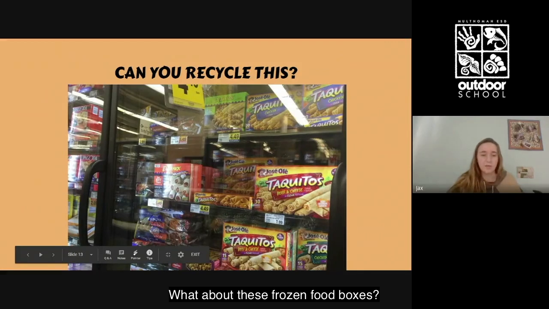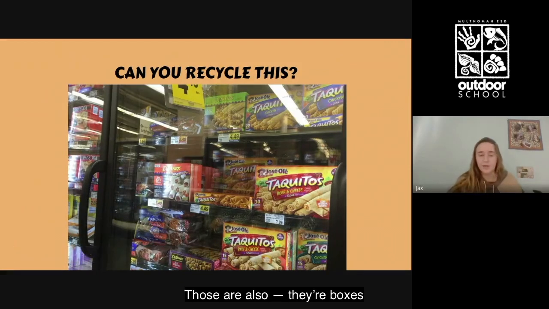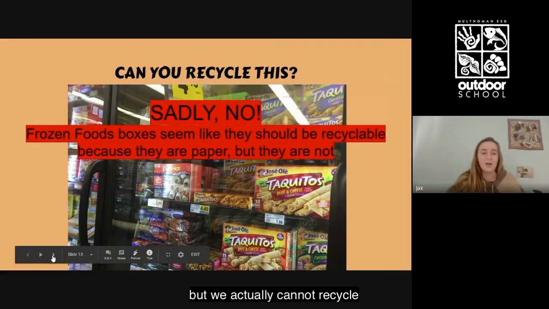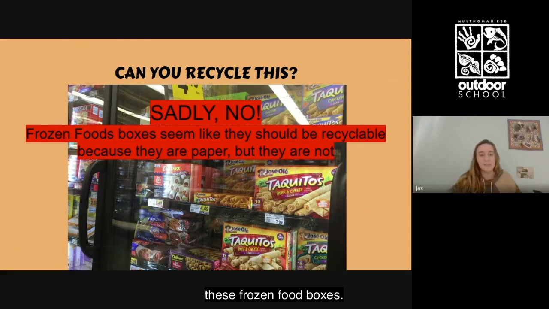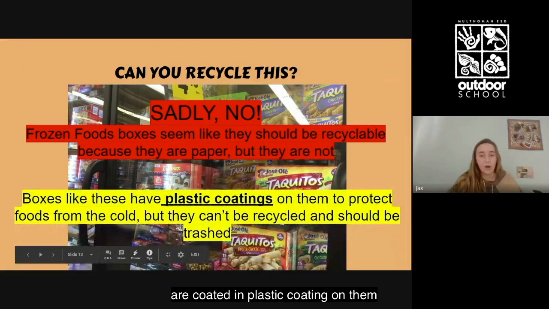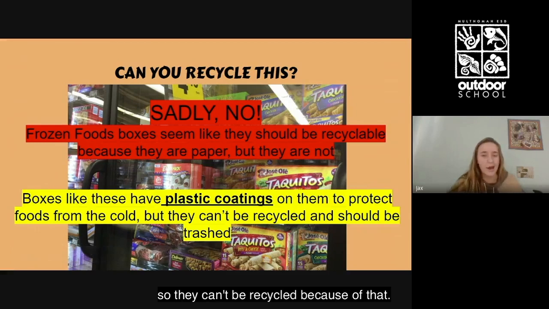What about these frozen food boxes? They're boxes, so it would kind of make sense for them to be recycled, but we actually cannot recycle these frozen food boxes. So the reason for this is because these boxes are coated in plastic coating to protect the foods in the cold, so they can't be recycled because of that.